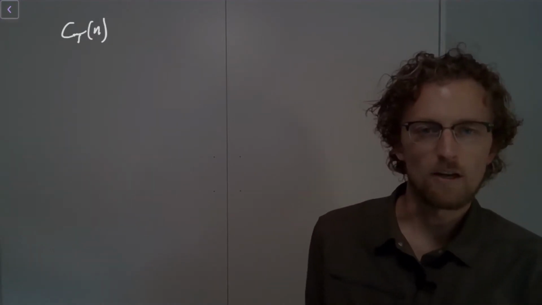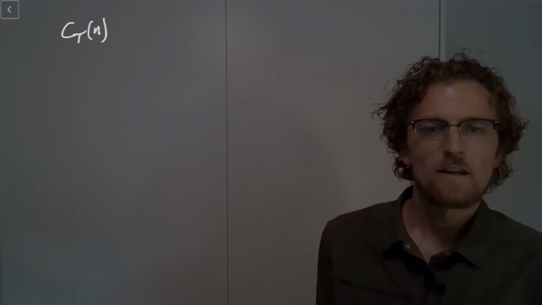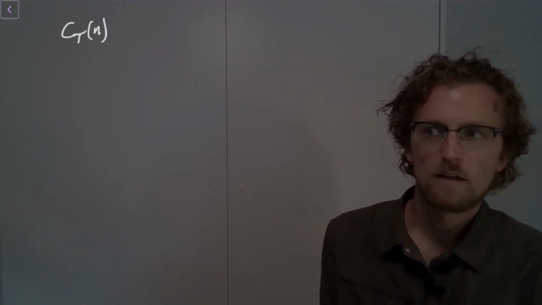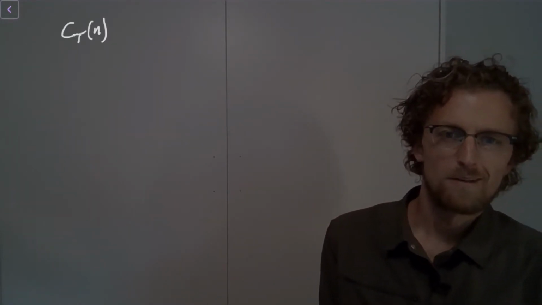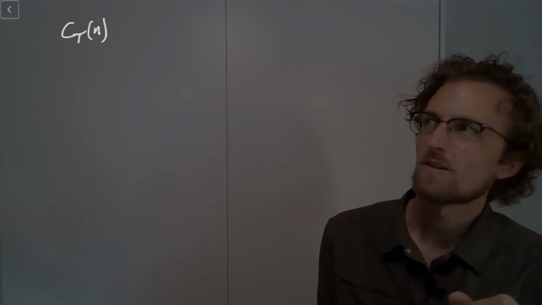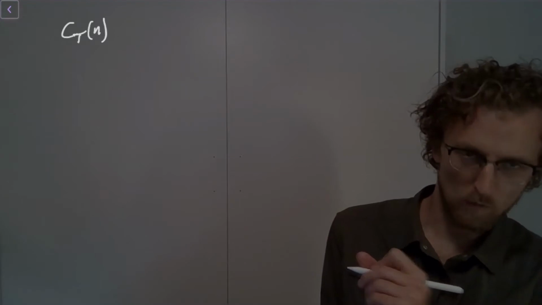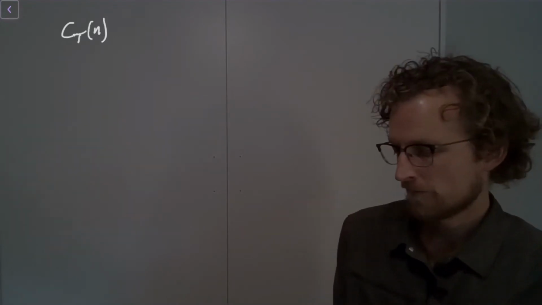Well, to understand this, we really need to work out CT of n. Right? So what's CT of n? CT is the number of dots in a triangle of dimension n. So essentially, in a right triangle, what is this called? A 45, 45, 90 triangle, where one side has length n.